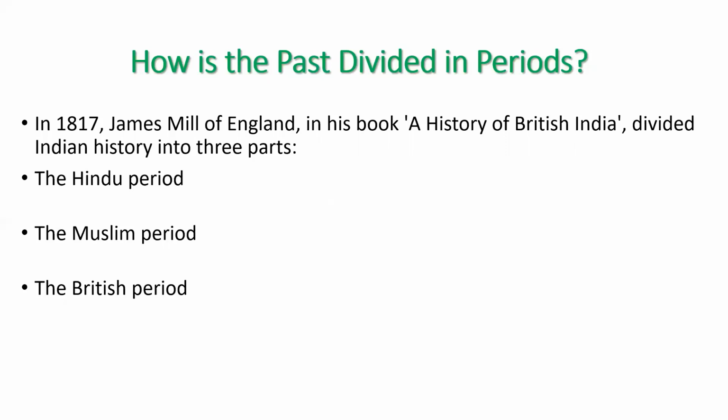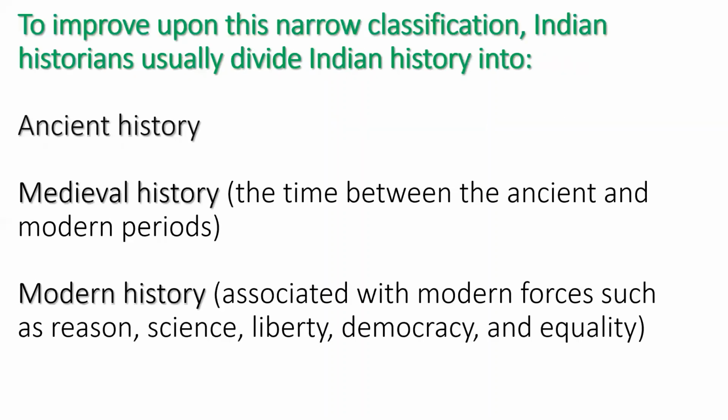Since we have talked so much about history, it is important before we dwell into the great extent that we understand what history actually is and how we are going to learn it this year, and to be very specific, in this chapter. In 1817, James Mill of England, in his book A History of British India, divided Indian history into three parts: the Hindu period, the Muslim period, and the British period. To improve upon this, Indian historians usually divided it into ancient history, medieval history, and modern history.